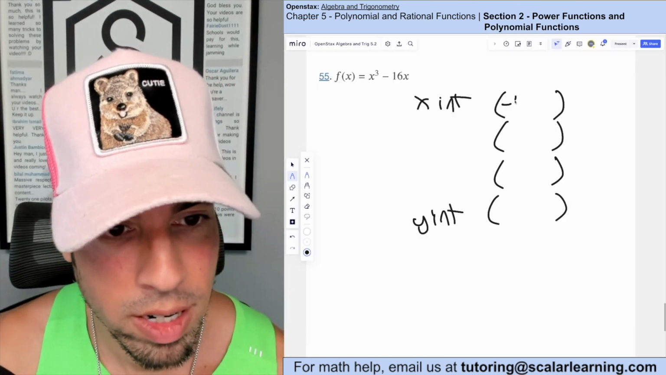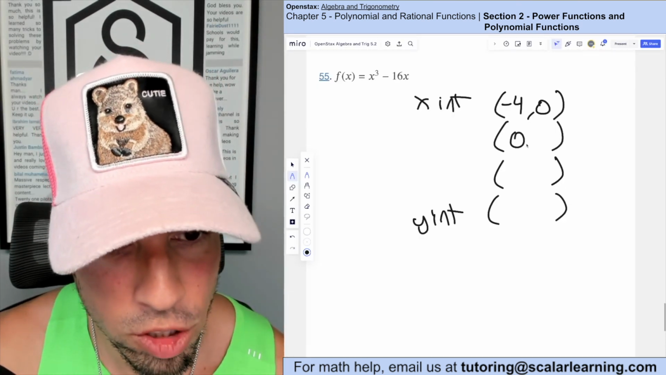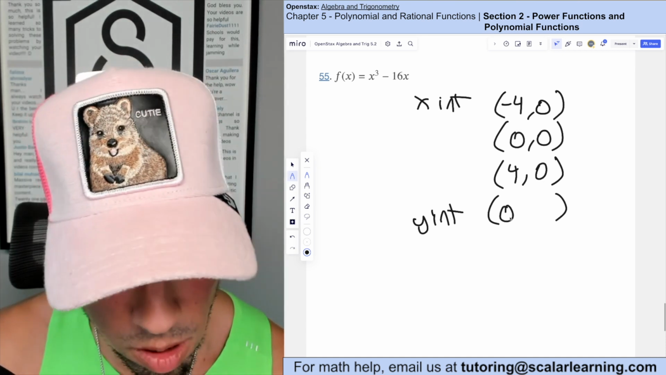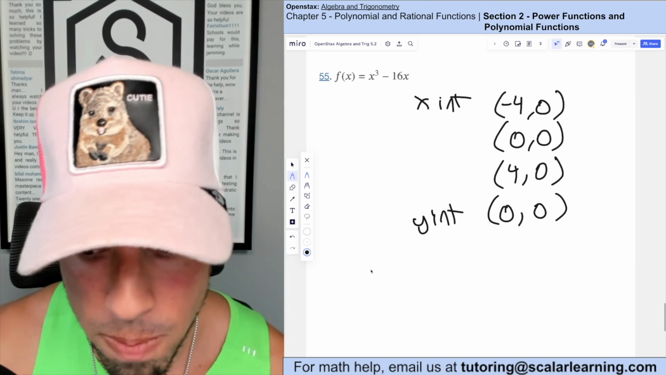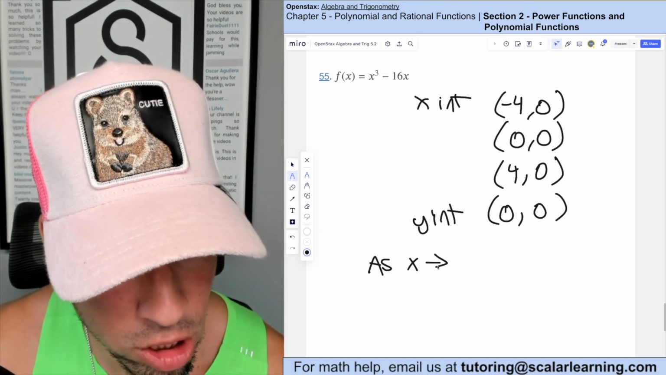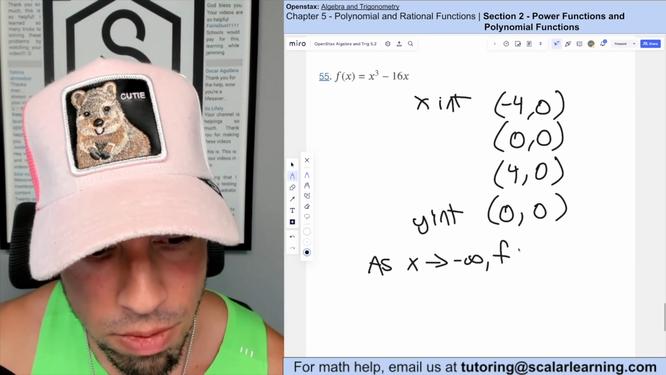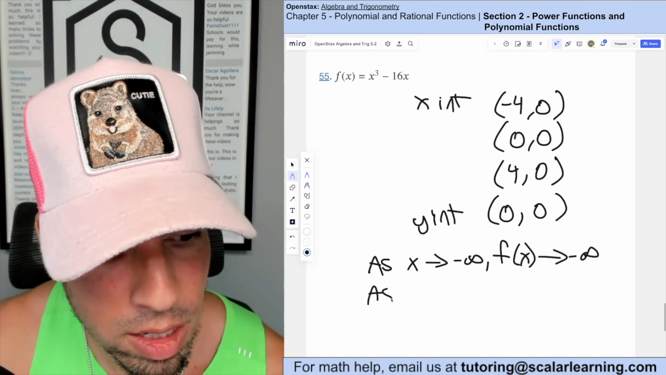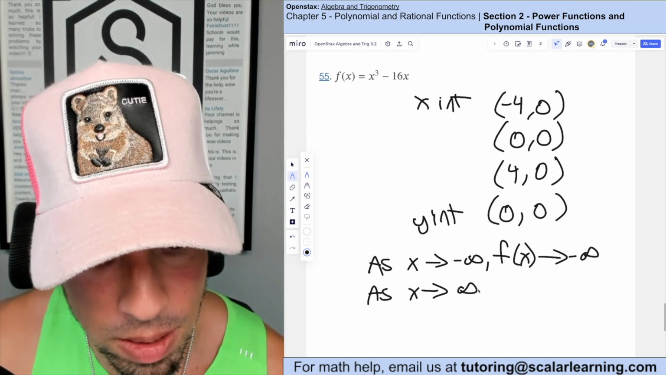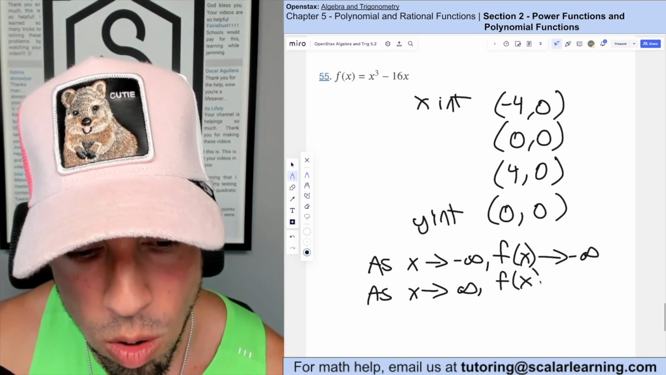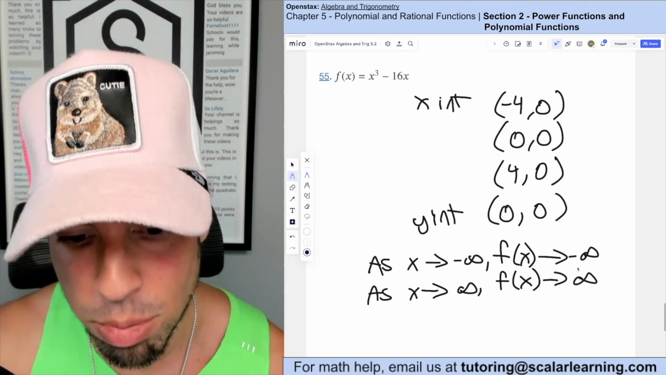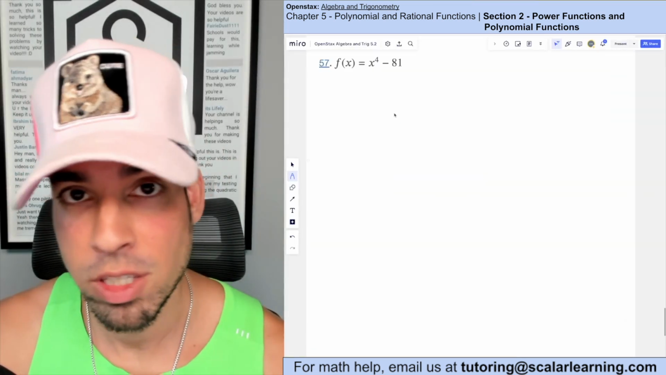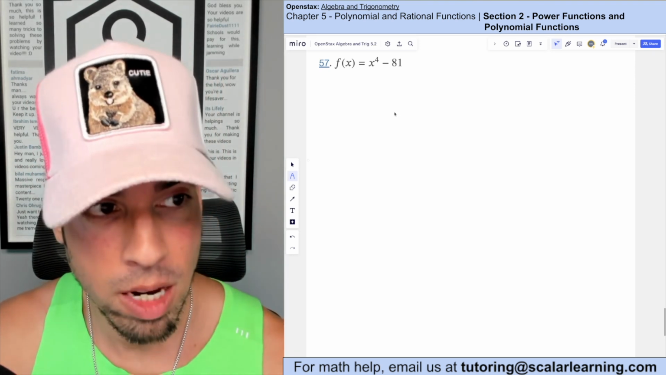So the x-intercepts are negative 4, 0, 0, 0, and 4, 0. And that 0, 0 as the x-intercept doubles as a y-intercept as well. And then we say as x approaches negative infinity, the function value was also going down and approaching negative infinity as well. And then as x approaches positive infinity, the function value was also approaching positive infinity. Boom, done. For this one, we're meant to graph it in Desmos and then check the x-intercepts, y-intercept, and look at the end behavior. So let's do that now.